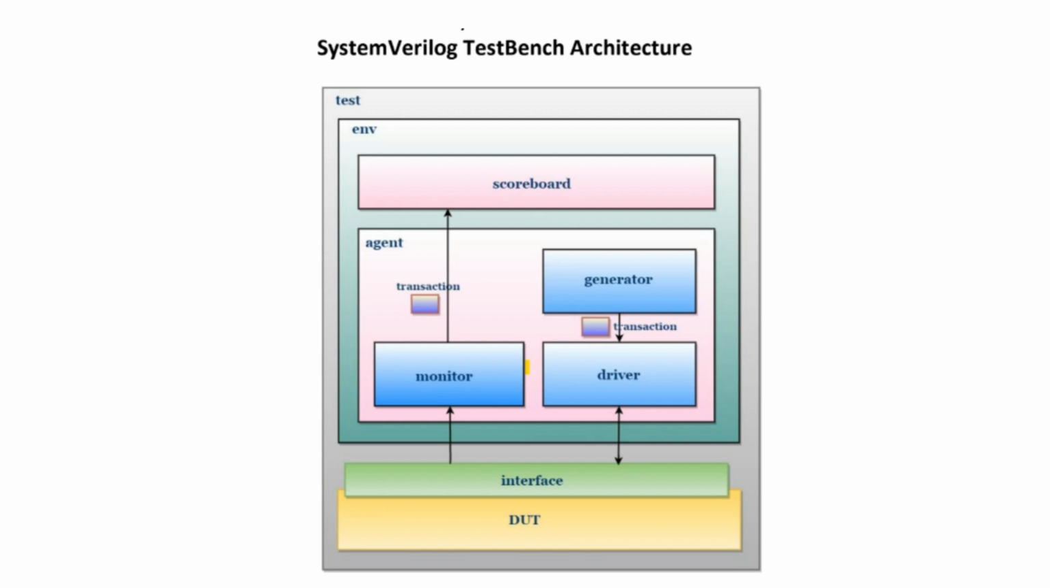Next, we have the environment, which is a container class for grouping the higher level components like agent and the scoreboard. Next, we have the agent, which is also a container class that groups the class generator, driver, and monitor specific to an interface. The generator generates a stimulus and sends it to the driver in the form of a transaction.